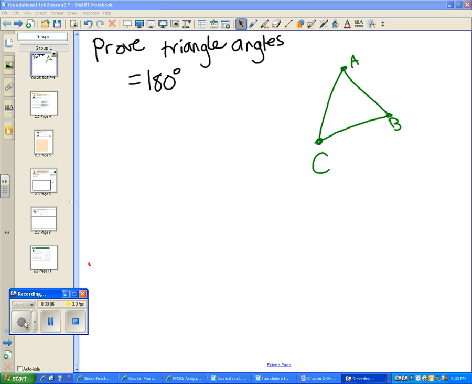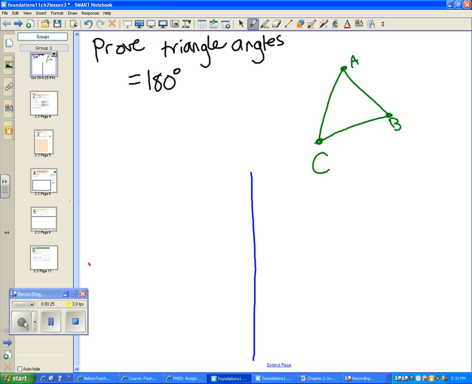What we're going to do right now is prove that a triangle's angles add up to 180 degrees. This is similar to the activity you just did. You just demonstrated it with one example, but now we're going to prove it in the general case. So we're going to do statements and justifications.